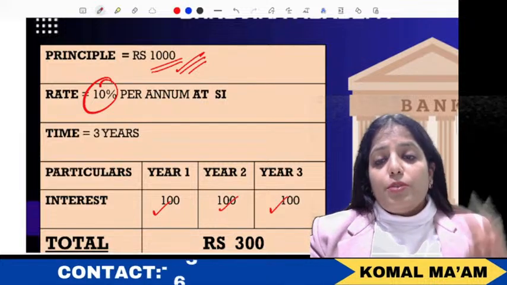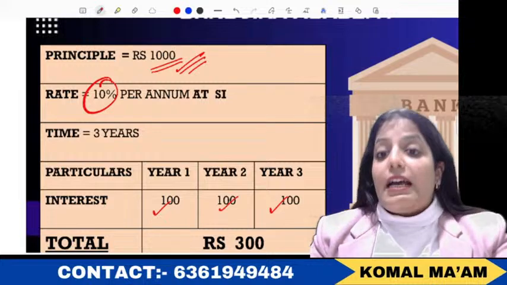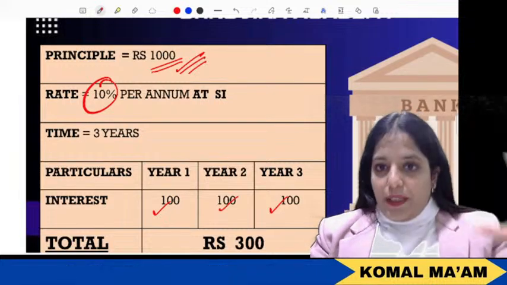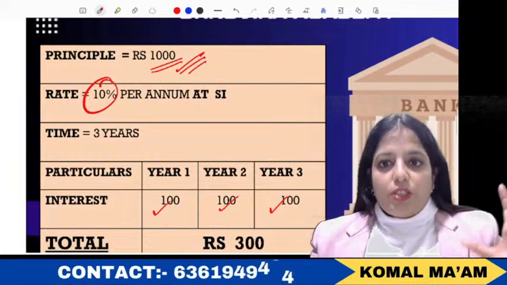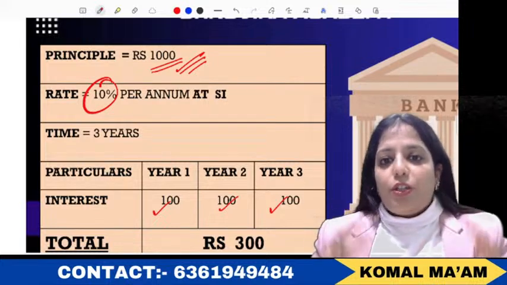Now the fourth terminology that comes here is amount. What is amount? The principal plus the interest earned or paid together, we call it amount.